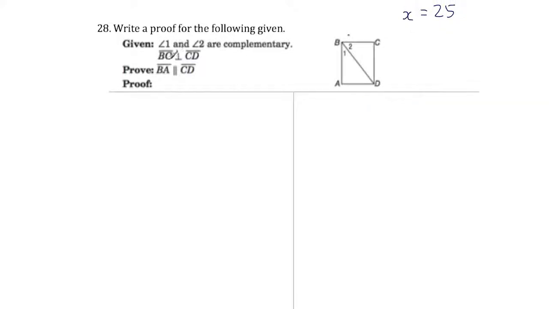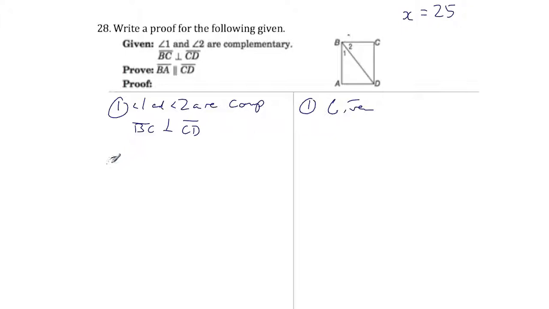Last is the proof. So again, first thing we want to do is write the given statements. Angles 1 and 2 are complementary, and BC is perpendicular to CD. Why? Because that's the given. So we want to prove that BA is parallel to CD.